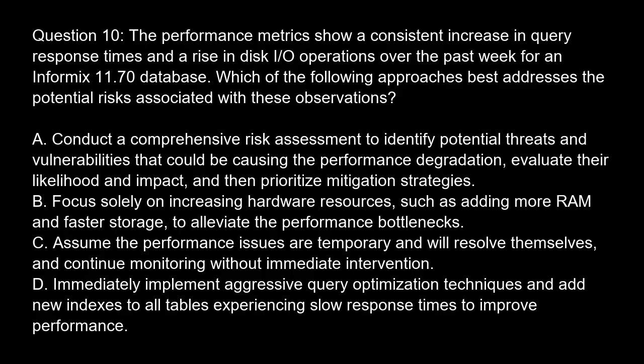Option A. Conduct a comprehensive risk assessment to identify potential threats and vulnerabilities that could be causing the performance degradation. Evaluate their likelihood and impact, and then prioritize mitigation strategies. Option B. Focus solely on increasing hardware resources, such as adding more RAM and faster storage, to alleviate the performance bottlenecks. Option C. Assume the performance issues are temporary and will resolve themselves, and continue monitoring without immediate intervention. Option D. Immediately implement aggressive query optimization techniques and add new indexes to all tables experiencing slow response time to improve performance.